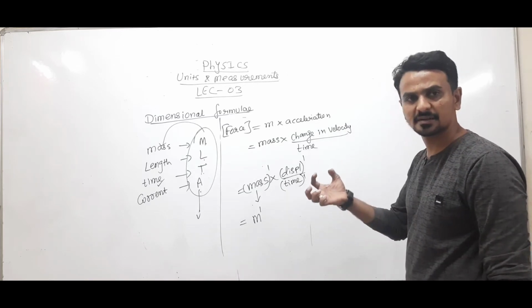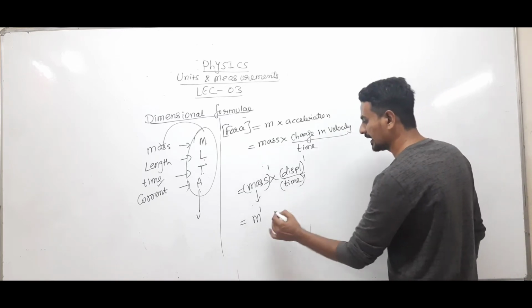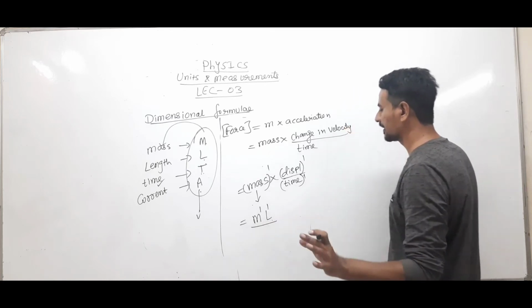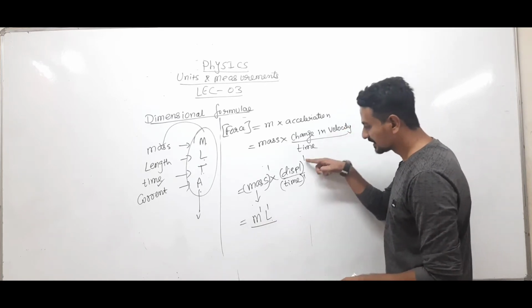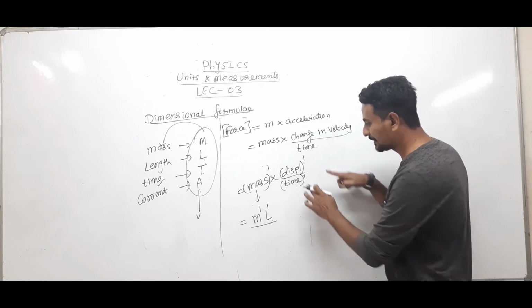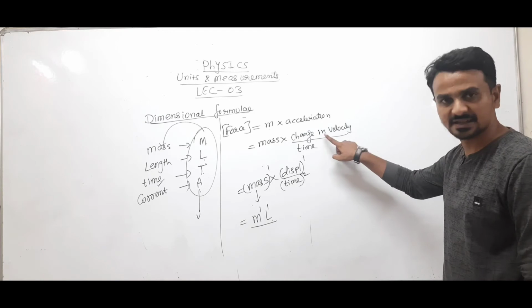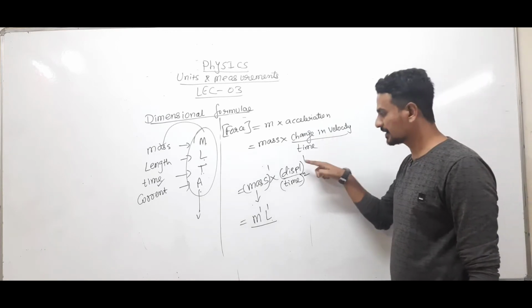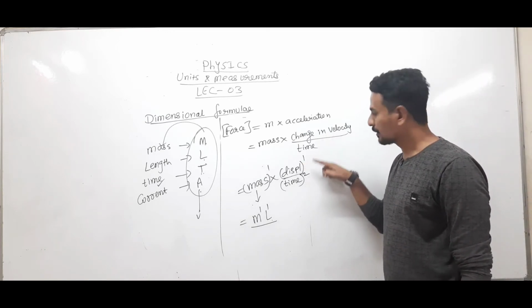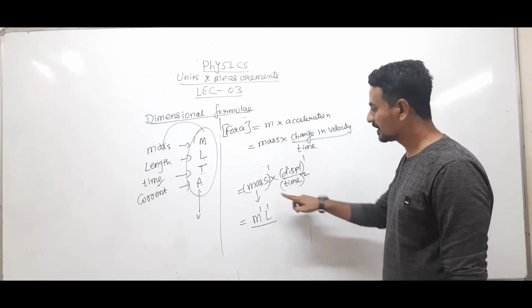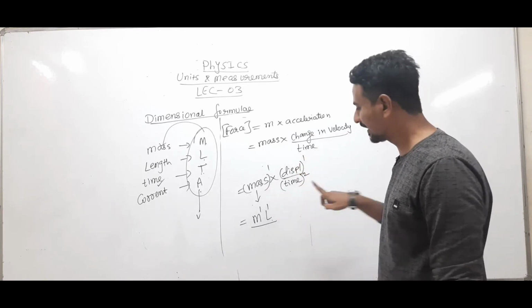Displacement, that represents length, so L raised to 1 upon, change in velocity means displacement by time, and already one time is there, so here it will be time square. Change in velocity, what is change in velocity? Displacement by time, and already time is there in denominator, so it will be time square. So finally this will be mass into displacement by time square.